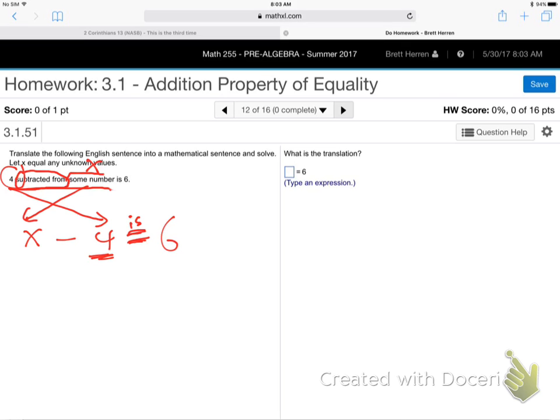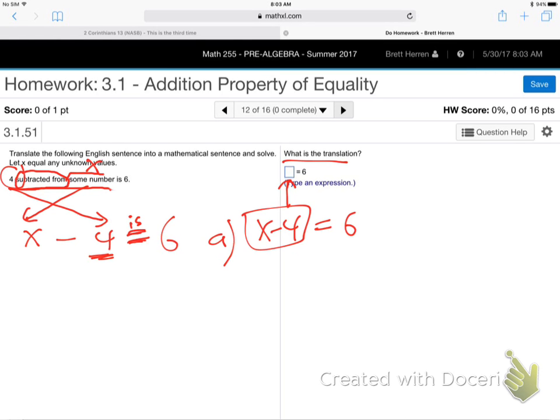That was a two-part question. Oh yeah, good point. First off, they want you to say what is the translation. So they want you to put x minus 4 into the box on the left side. They already have the equals 6 part for you. So that'd be part A.